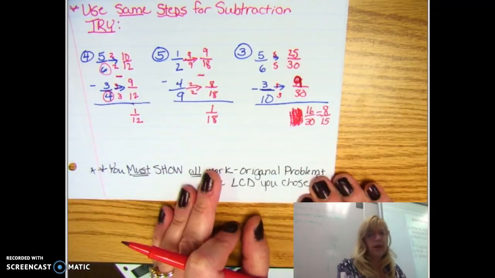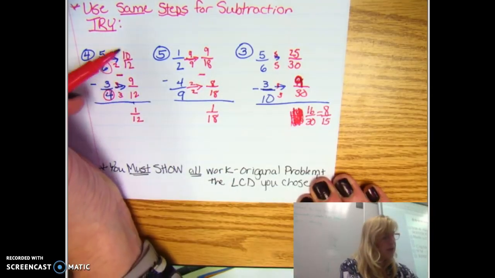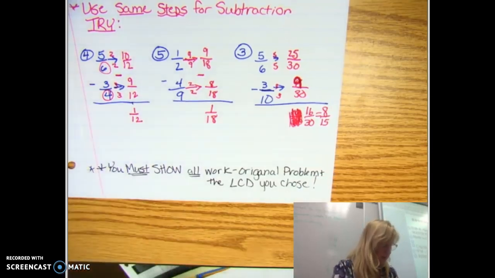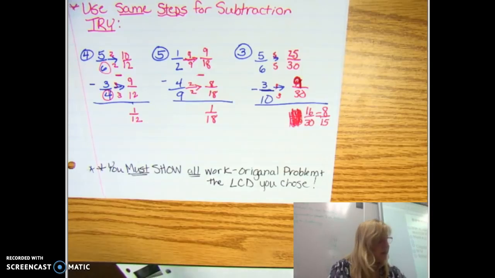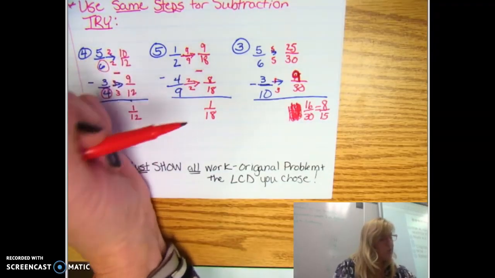All right, for number 1, I wrote down all of my steps and what I multiplied by, my fraction over here. So I got 1/12 for number 4. And then for number 5, I converted to 18ths. 9 minus 8 is 1, so it's 1/18.